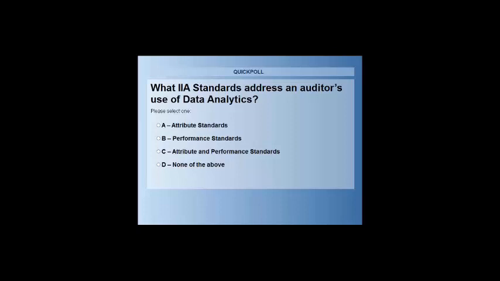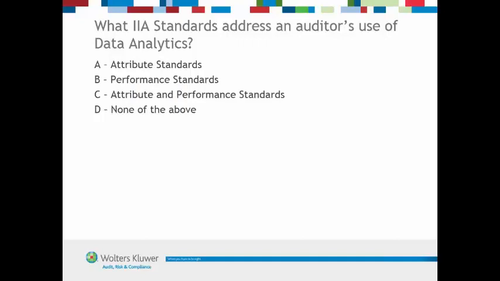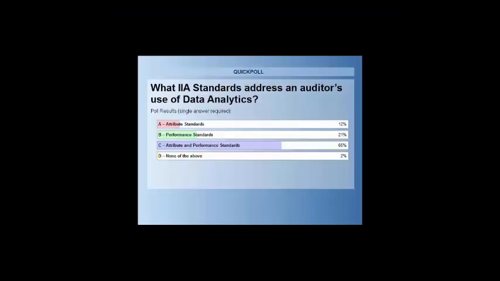And we'll go ahead and close the poll, share the results, and the majority said attribute and performance standards. Excellent, and that's what I had marked as the correct answer. The attribute standards are a little bit more specific in the use of CATs, but the performance standards talk about how to use analytics during the course of field work. So I also agree that it's the attribute and performance standards.